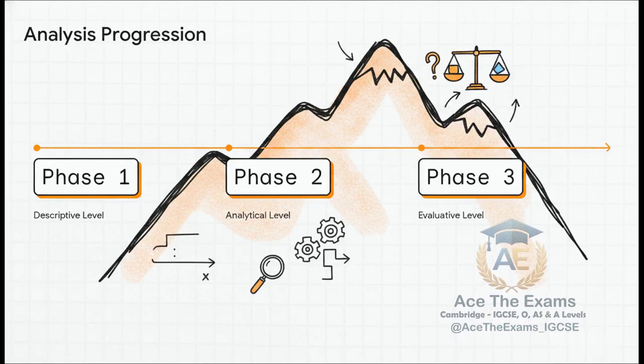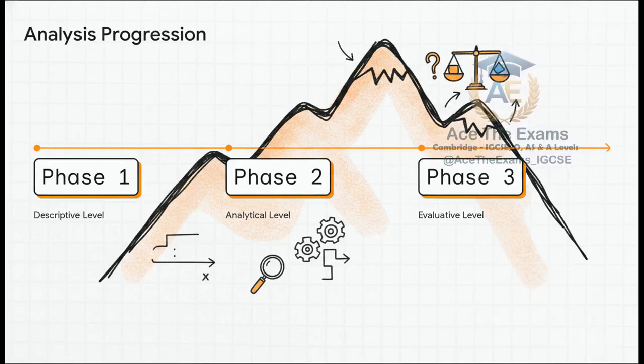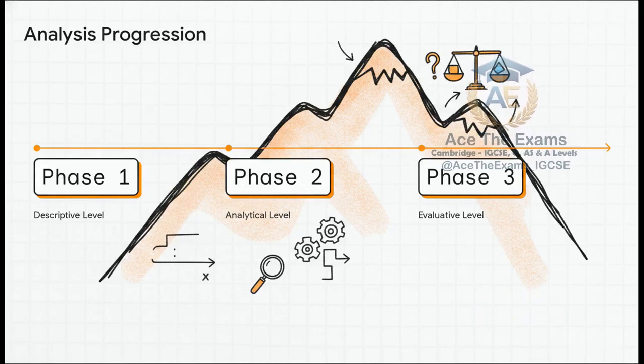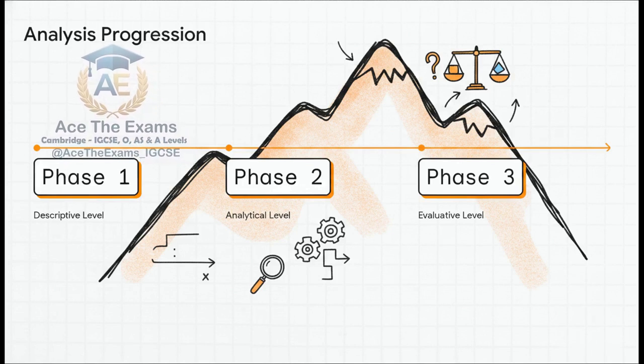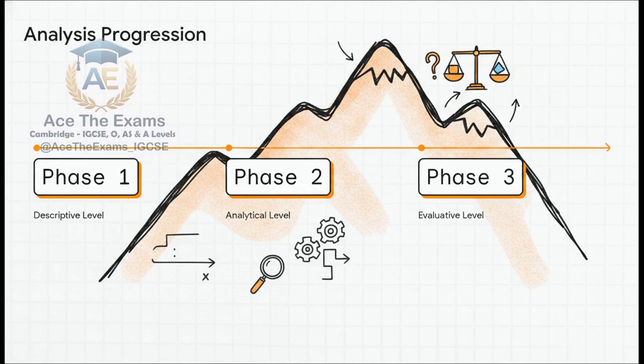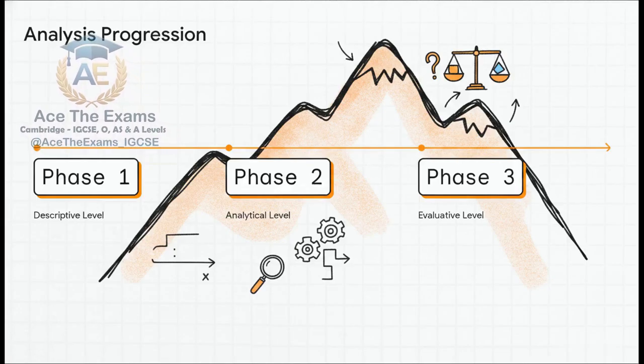But the absolute peak? That is the evaluative level. Higher order assessment objectives demand that you evaluate alternatives, compare approaches, and justify your recommendations. To maximize your marks and reach that 100% mark potential, your answer must progress steadily upward through these 3 levels. You can't just camp at the base and expect an A-star.